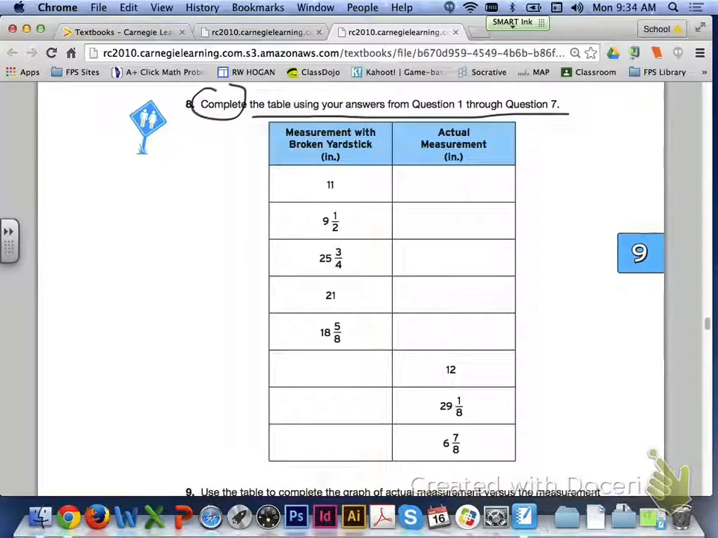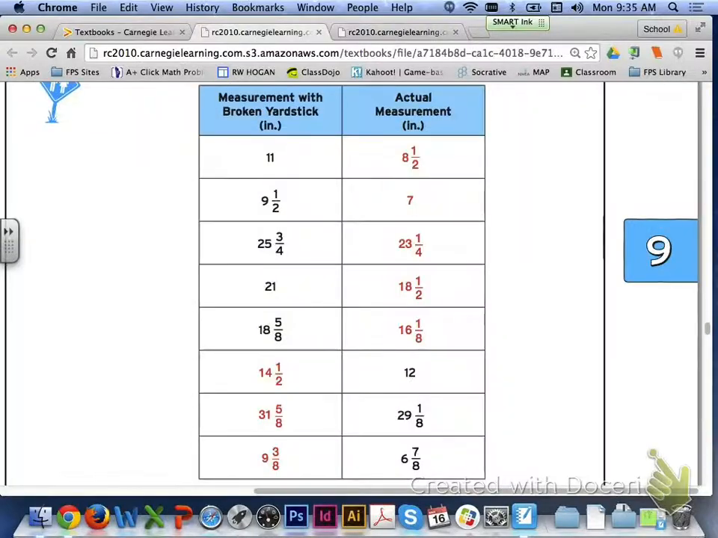Number 8 at the top of page 647 again is asking us to complete the table using our answers from questions 1 through 7. So go ahead and get all of the values filled into the table correctly for number 8. Here is what the table should look like for number 8, so carefully check over the values that you put in for each part of the table.